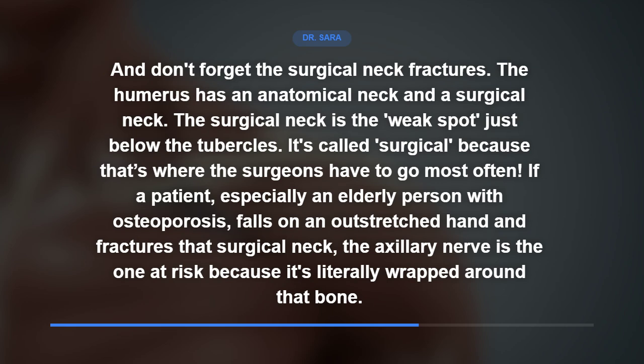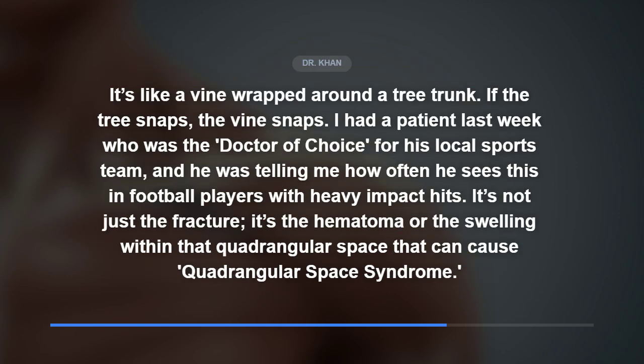And don't forget the surgical neck fractures. The humerus has an anatomical neck and a surgical neck. The surgical neck is the weak spot just below the tubercles. It's called surgical because that's where the surgeons have to go most often. If a patient, especially an elderly person with osteoporosis, falls on an outstretched hand and fractures that surgical neck, the axillary nerve is the one at risk because it's literally wrapped around that bone. It's like a vine wrapped around a tree trunk. If the tree snaps, the vine snaps.